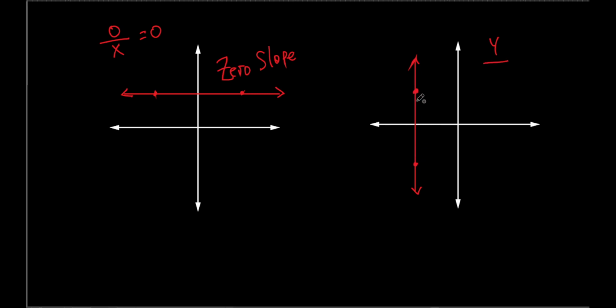Over the run. So if I rise to go from here to here, how far do I run? 0. What's any number divided by 0? It's undefined. It's not 0. And I didn't hear anybody say 0, so that's good. Here's what we normally say. This is 0 slope. This is no slope.